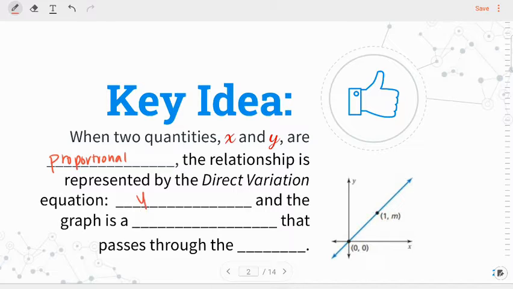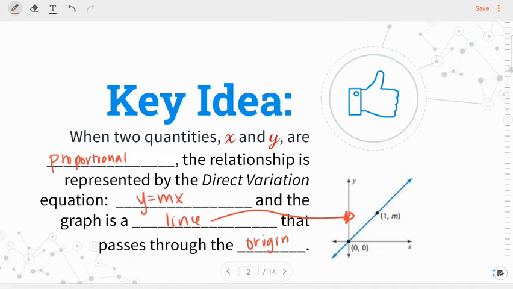Well, when two quantities, x and y, are proportional, the relationship is represented by the direct variation equation y equals mx. And the graph is a line, and you can see that in my picture over here. My graph is the line that passes through the origin.